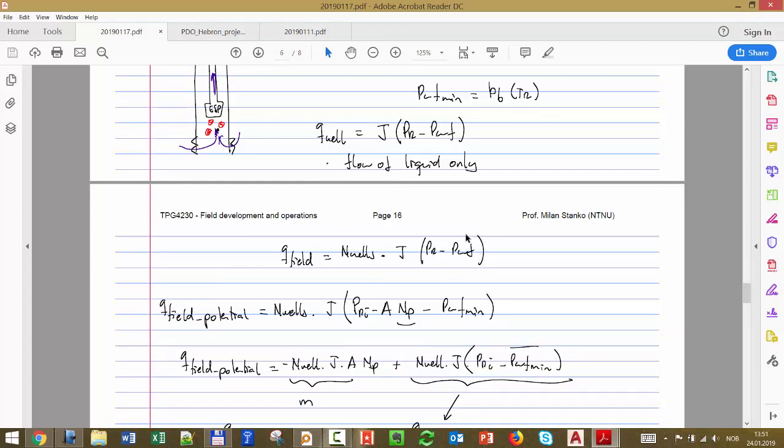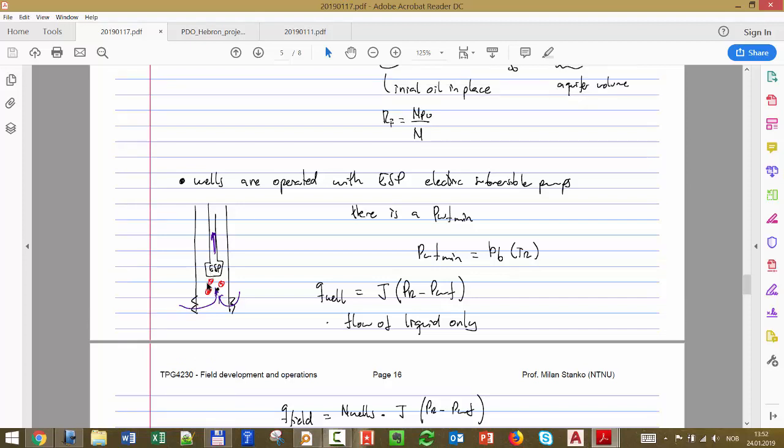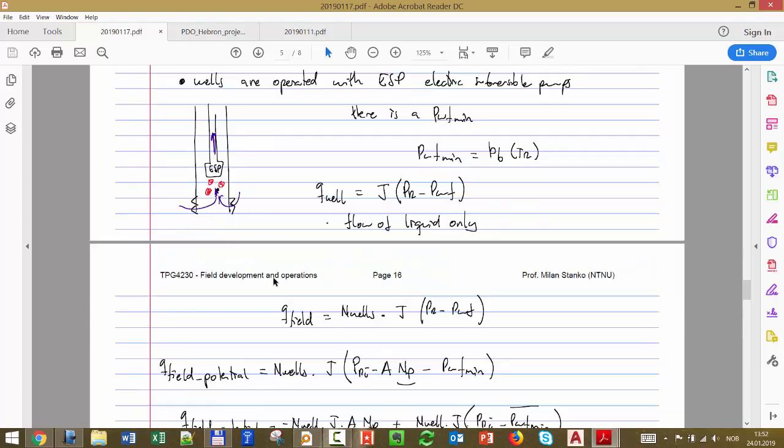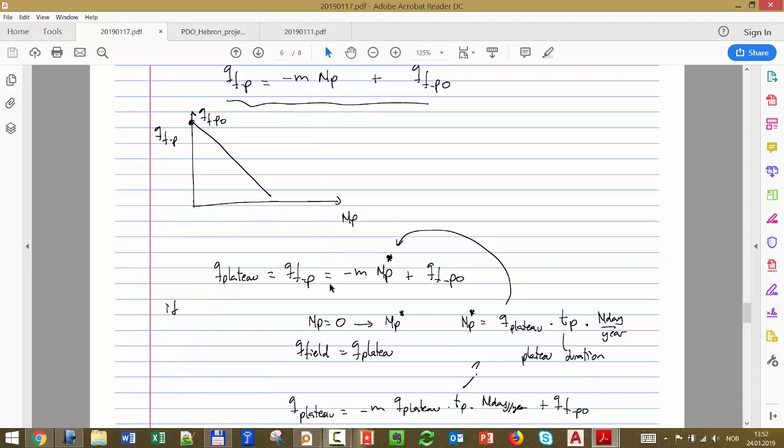And then we had one more assumption. We said the bottom hole pressure can have any value, but I have defined a minimum value that it can have, that is the minimum flowing bottom hole pressure. And I made the comment that if you have a system where you have a pump, you can control that pressure. And the lowest value you can have is the saturation pressure, just to make sure that you don't have any gas coming out of solution and into the pump.